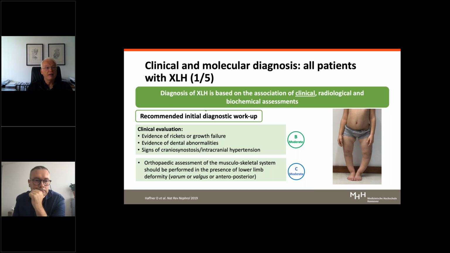With the clinical assessment, we look for evidence of rickets or growth failure, and dental abnormalities, because the PHEX gene is also expressed in the teeth. So they have mineralization defects or later on abscesses in the teeth. Patients may have signs of craniosynostosis or intracranial hypertension, and we of course need an orthopedic assessment.